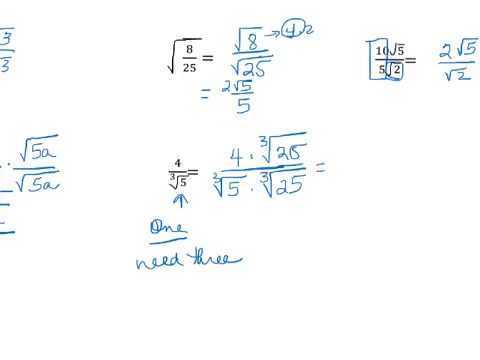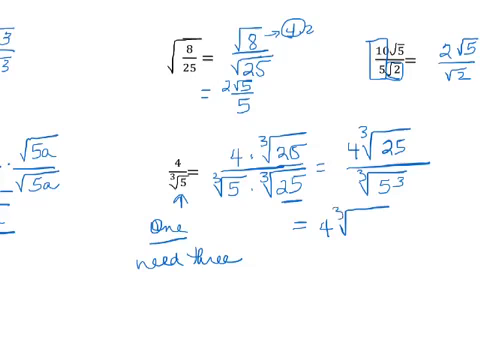Okay? Now what this gives me is 4 cube root 25, and on the bottom, it gives me the cube root of 5 cubed, because this one's 5 squared. And this simplifies to 4 cube root 25 over 5. And this is what we're looking to achieve when we rationalize the denominator.